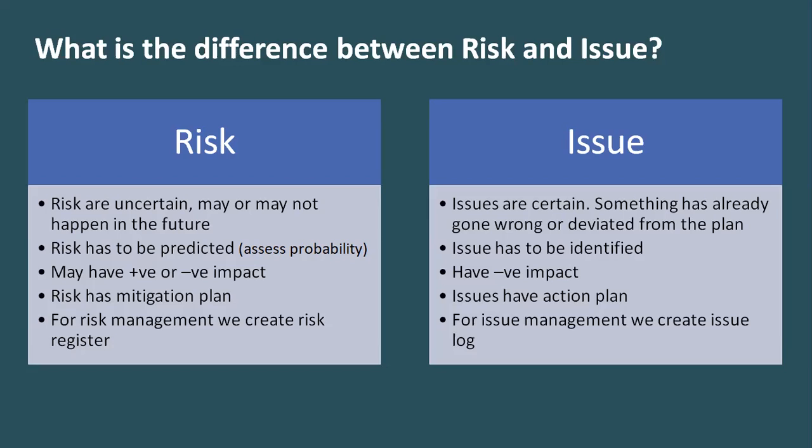Now, for risk, as that is happening in the future, we can have a mitigation plan. But as issue has already happened, so we cannot have a mitigation plan. We cannot mitigate that. That has already happened. So we need to have an action plan.